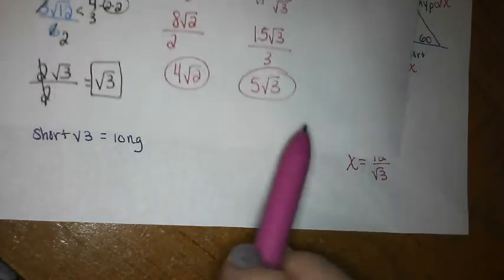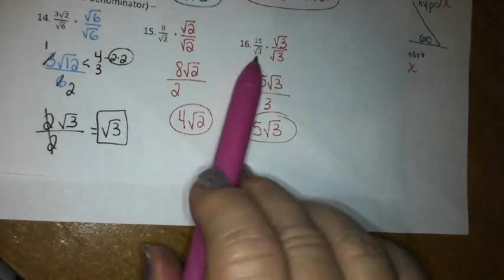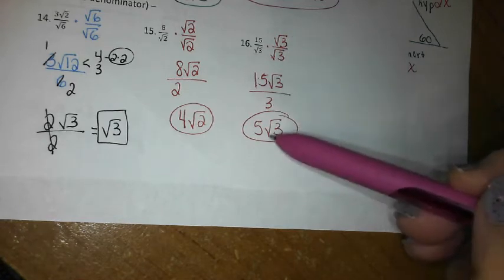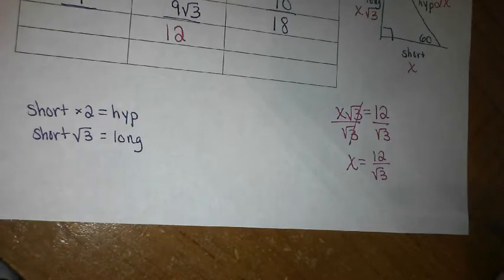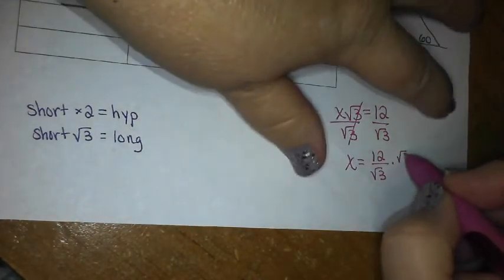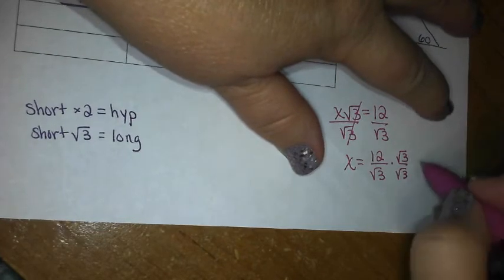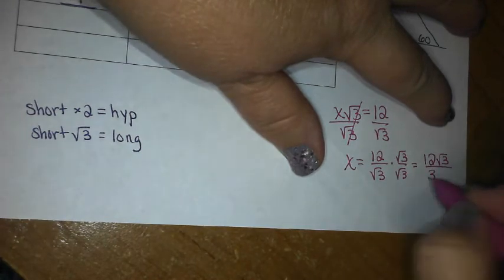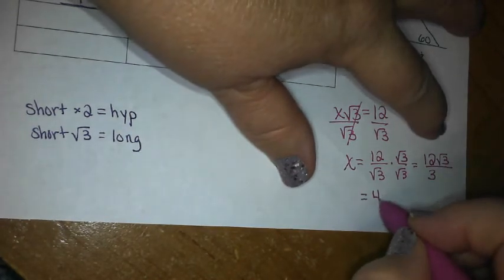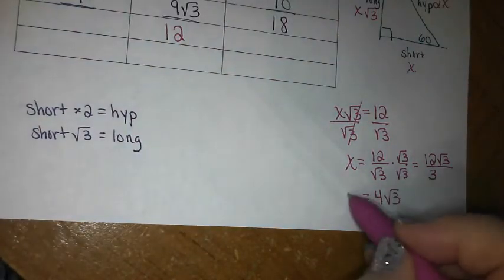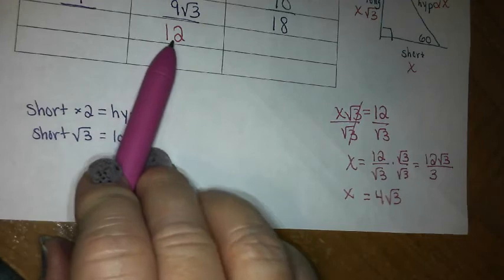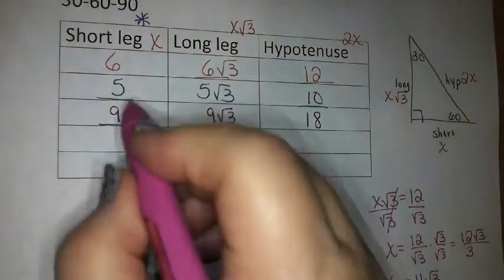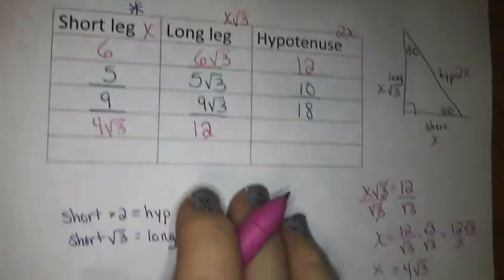I'll reference you back to the last lesson. When I had 15 divided by the square root of 3, I went through a process. Multiplied by root 3 over root 3 so that I could rationalize my denominator. So we're going to do that here. If I multiply by root 3 over root 3, I end up with 12 root 3 over root 3 times root 3 is 3. And then 12 divided by 3 is 4. So if the long leg, x root 3, is 12, then my short leg ended up being 4 root 3.